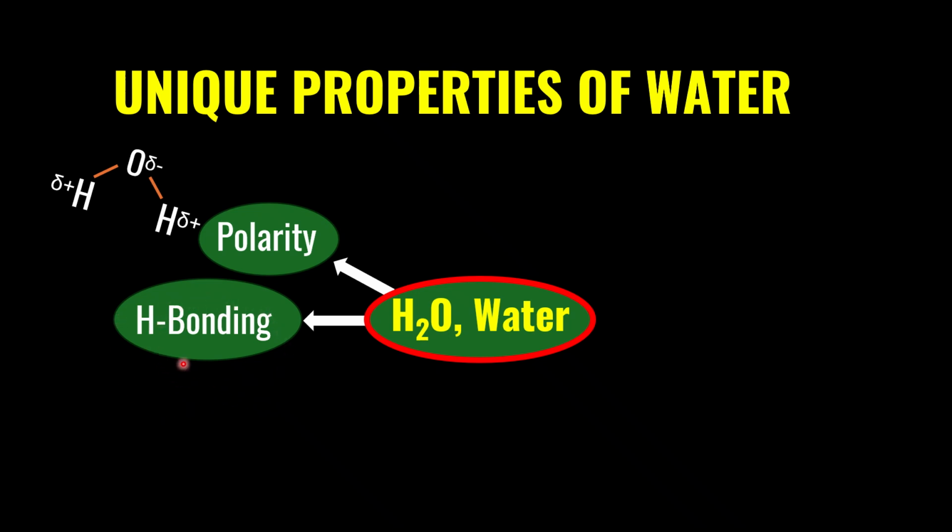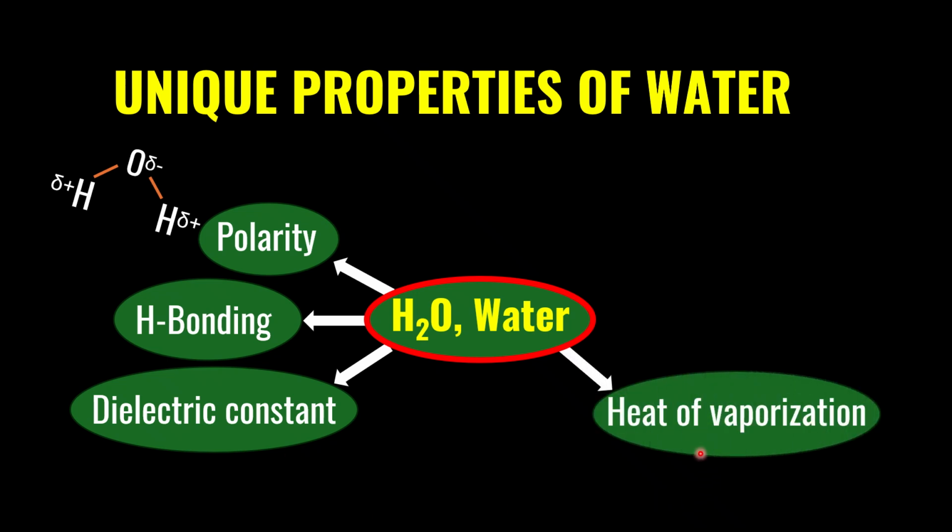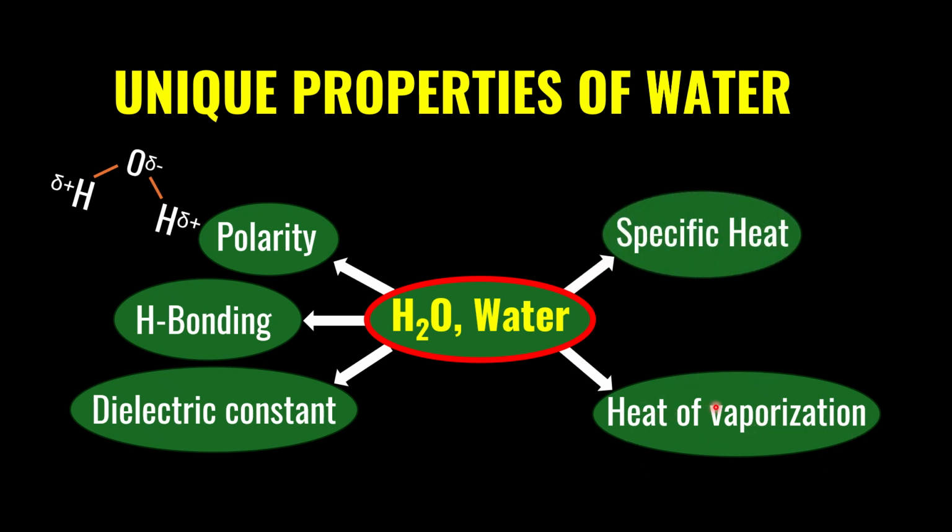For example, cohesive property is important for generating surface tension, which is important in our taste detection as well as in breathing or lung function. It also has a high dielectric constant, which allows it to act as a solvent, and it helps in the dissolution of salt. It also has high heat of vaporization, due to which it makes a cooling effect on our body. It also has high specific heat. This is also responsible for the cooling effect.